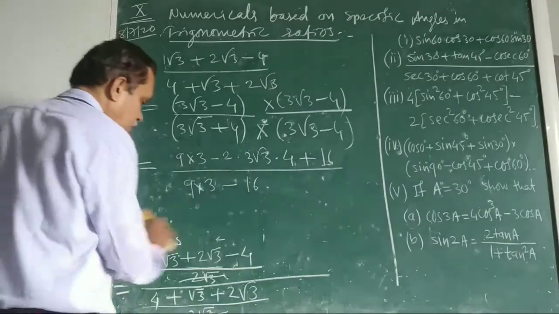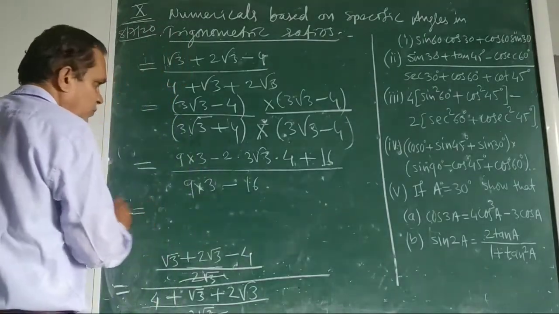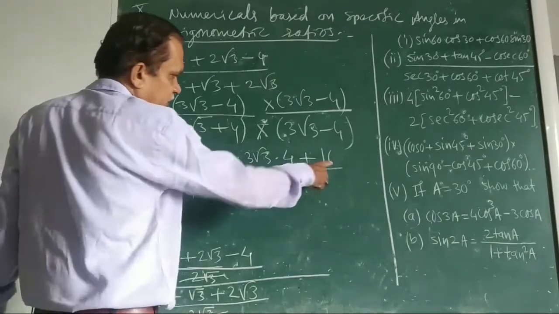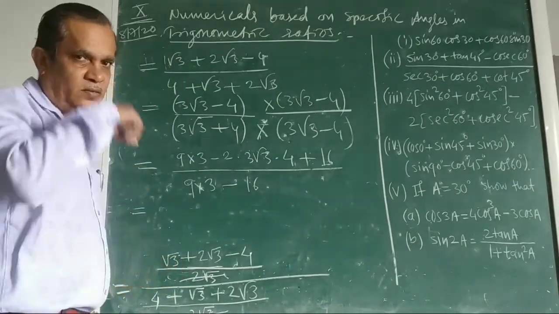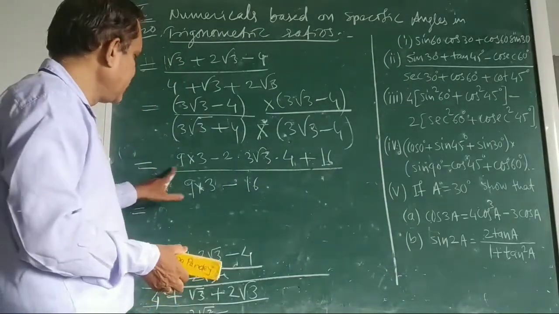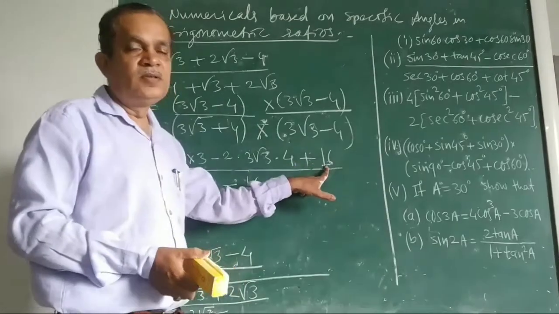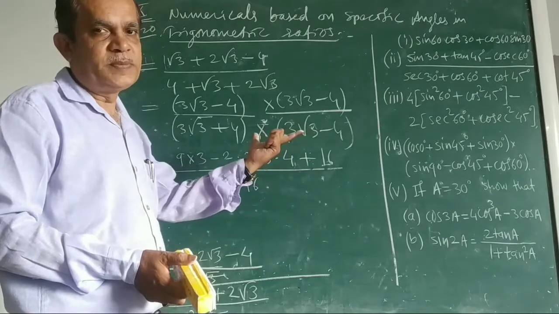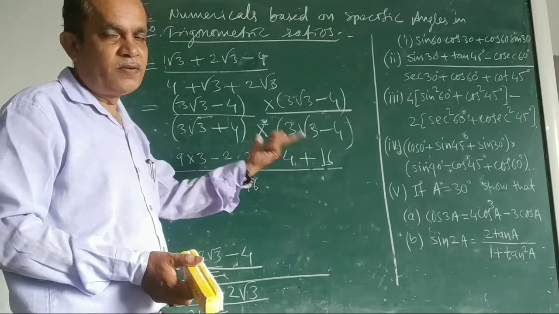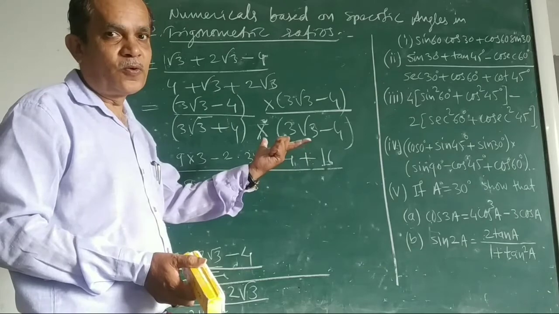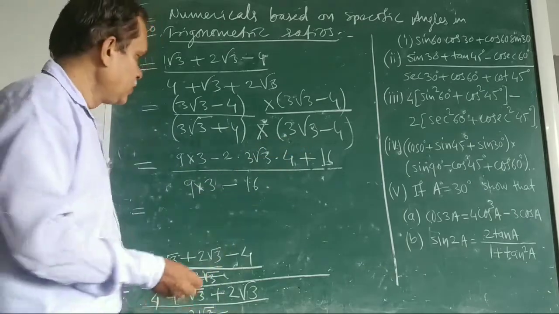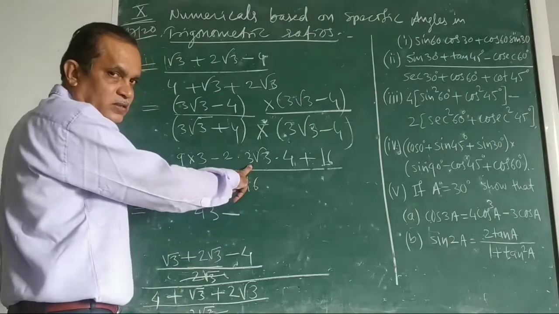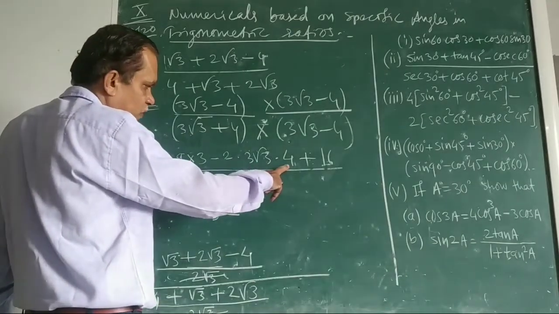See children, look here now. After this simplification I am getting now 9 3 27 plus 16. Yes, how much? 9 3 27 plus 16. Add 27 plus 16. 6 7 is 13, write 3, carry 1. 2 plus 1 plus 1, 4. Yes or no? 43. So you are getting it now. 43 minus 2 3 6, 6 4 24 root 3.